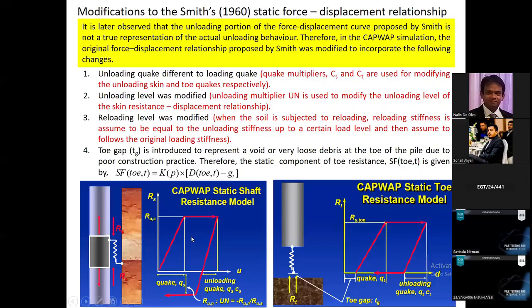This is the current model used by the CAPWAP software. This is the pile segment, this is the soil. So the current soil pile interaction model is something like this. You have a loading response, loading quake, and this is the unloading response, which is different from the loading response. So two different gradients. And the unloading quake is also different. The unloading level is also different. It's not the same as the loading ultimate.